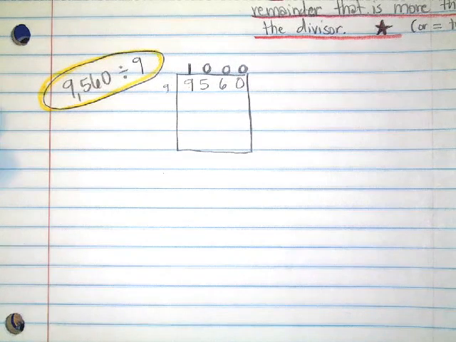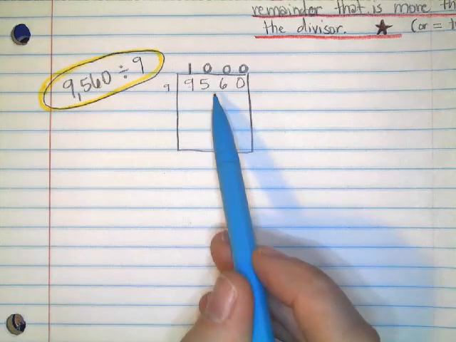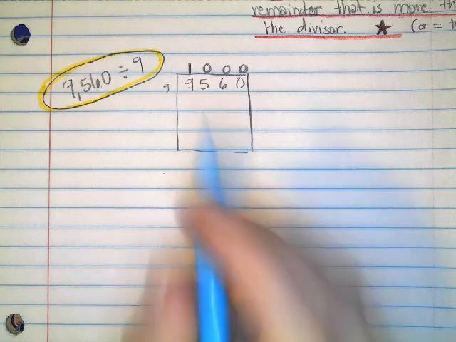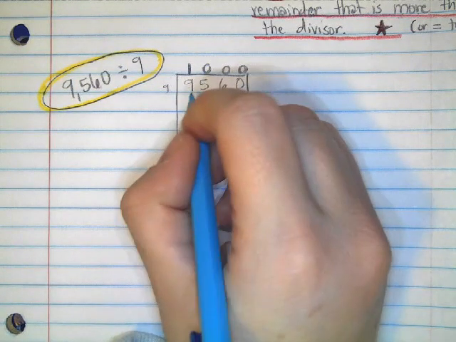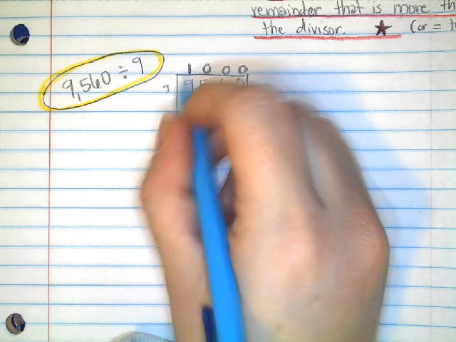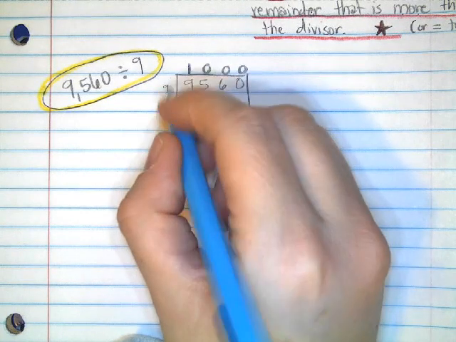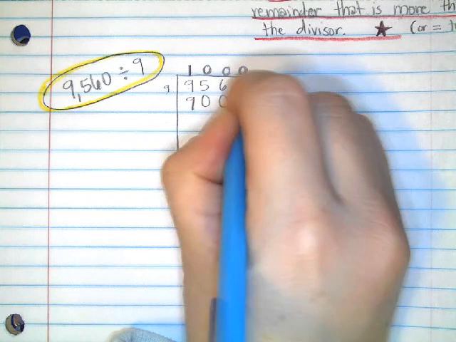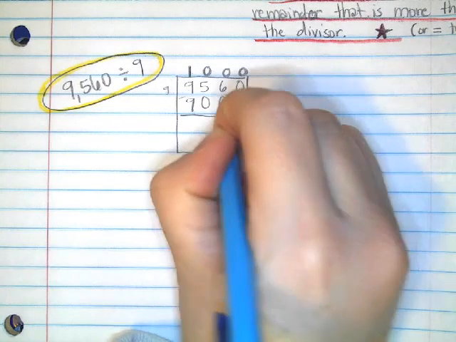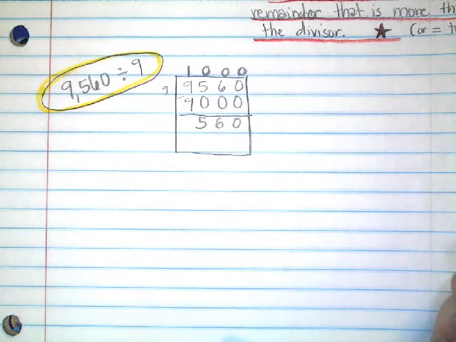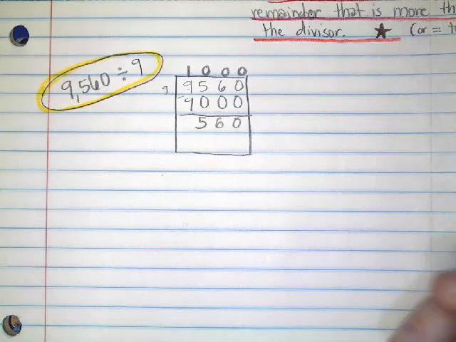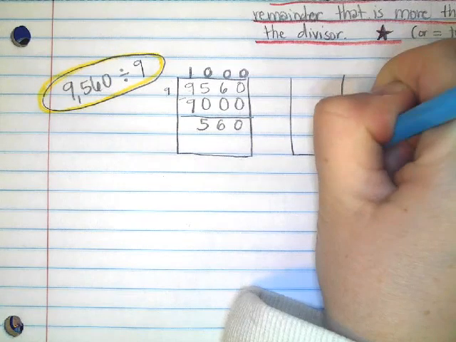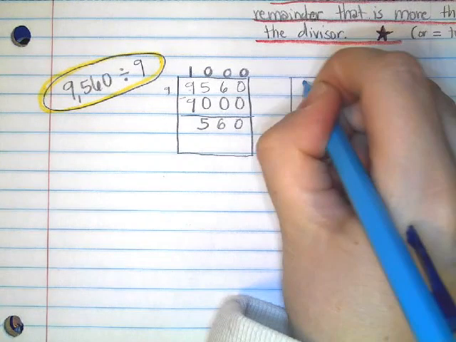You fill in all these rest of the place values with zeros because this makes more sense. 9 goes into 9,560 1,000 times and some more. So what was 9 times 1,000 so I can find out what my leftovers are? It's 9,000. Write it underneath and subtract it. So then I get 560 and I start the next place value box.